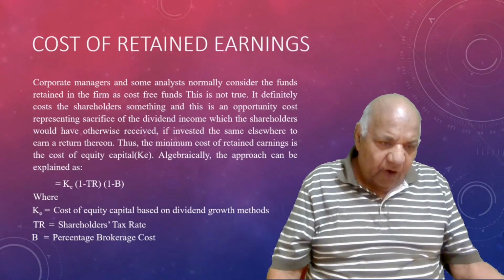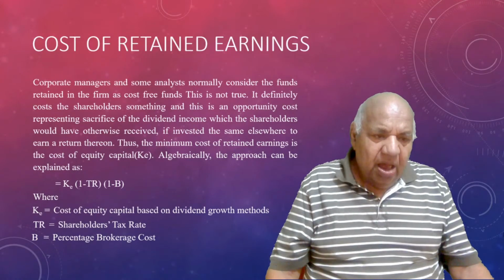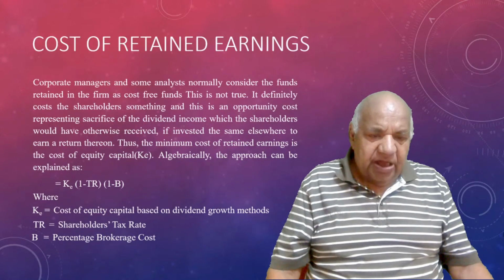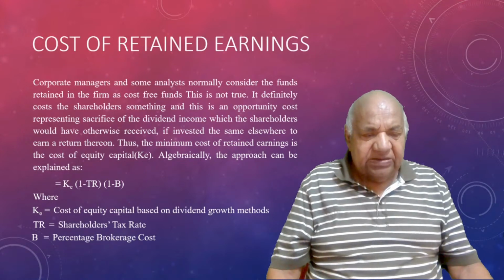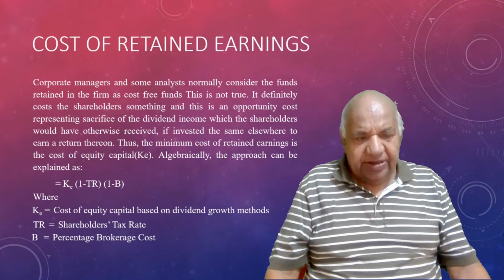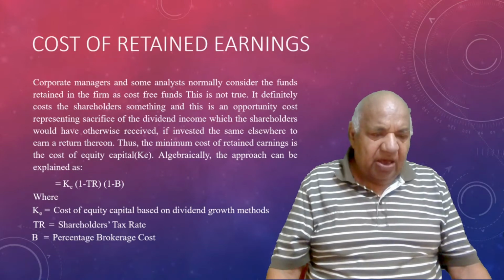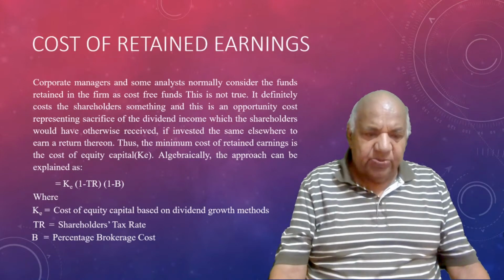Or you may say formula, cost of equity capital based on dividend growth methods multiplied by 1 minus shareholders tax rate and again multiplied by 1 minus percentage brokerage cost.